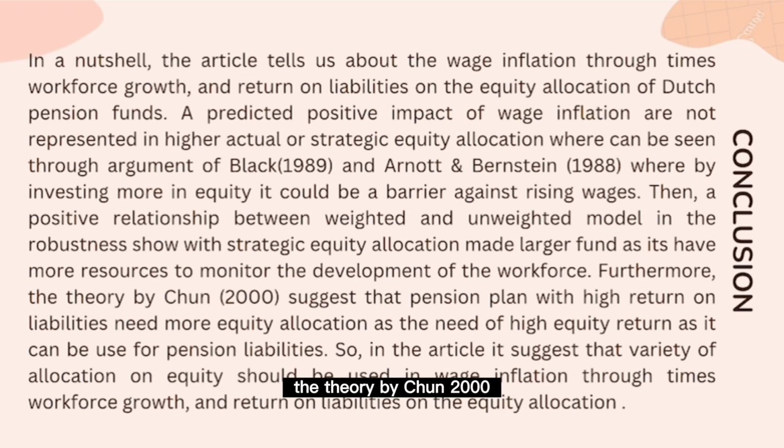Furthermore, the theory by Chun 2000 suggests that pension plans with high return on liabilities need more equity allocation, as the need for high equity return can be used for pension liabilities. So, the article suggests that variety of allocation on equity should be used for wage inflation, workforce growth, and return on liabilities on the equity allocation.